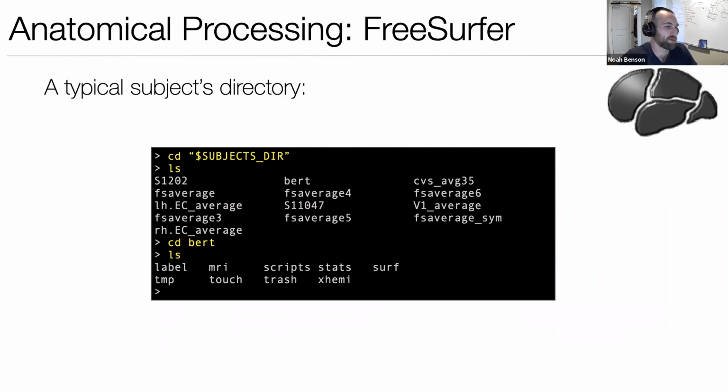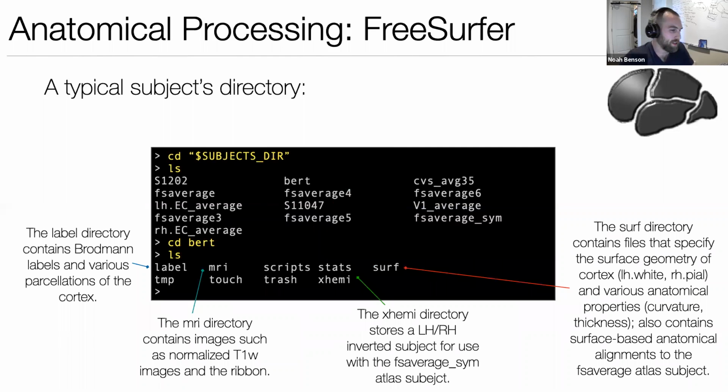So if we then look inside one of the subject directories, bert in this case, we see another set of subdirectories. These directories contain the various subject data, including MR images and the processed MR images, various surface models, and a variety of metadata such as Brodmann area labels. So I won't go over too much more detail of the FreeSurfer subject directory than that, but at this point, let's go back over to our notebooks to look at some of these data a little more closely.